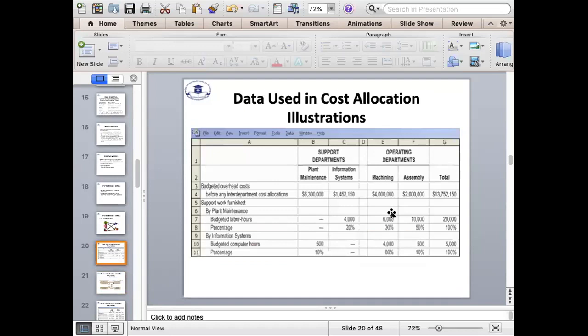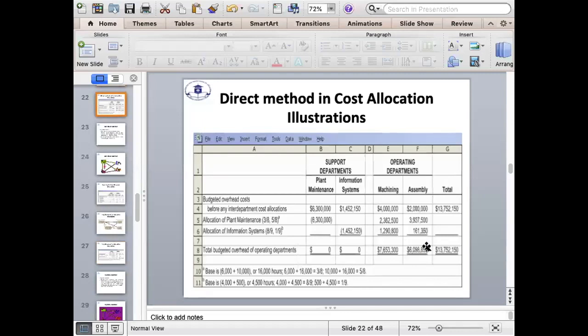These two numbers, of course, are on the basis of the given allocation base, which is this, 6,000, 10,000. So if the total is 16,000 machine hours, 6,000 are allocated here, 10,000 are allocated here. If 5,000 total hours, in this 4,000 are allocated here, 500 here. So now we look at the question, I mean, the solution.